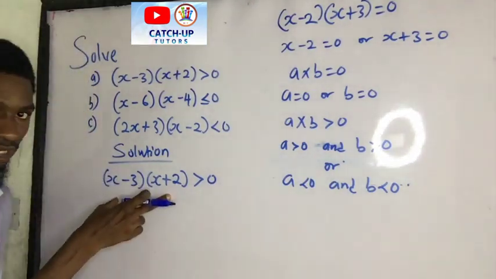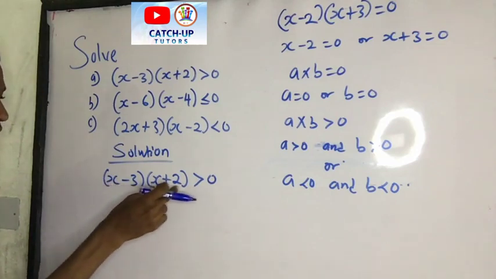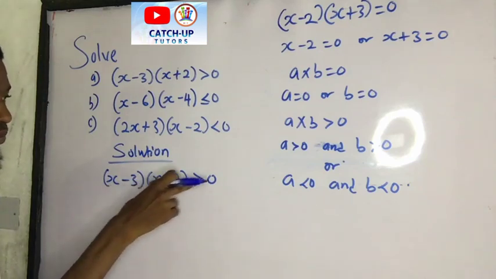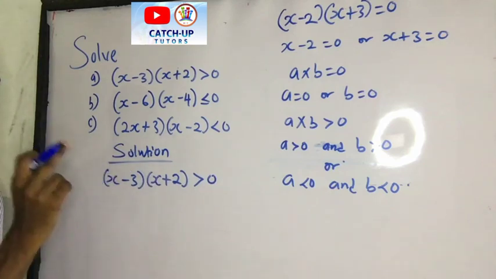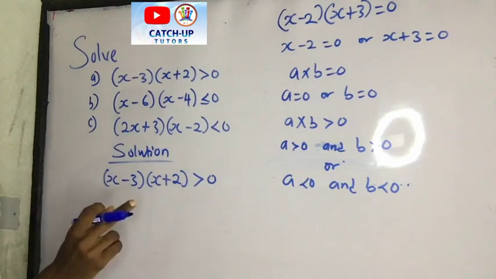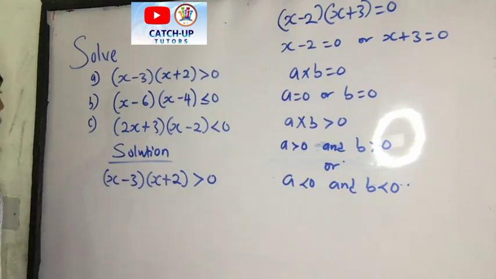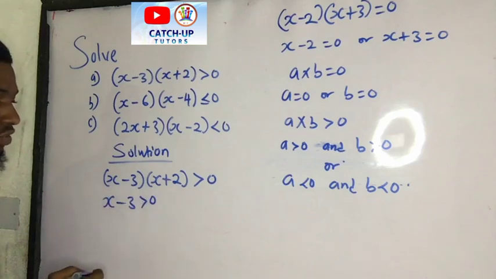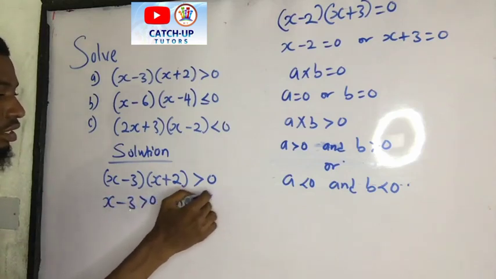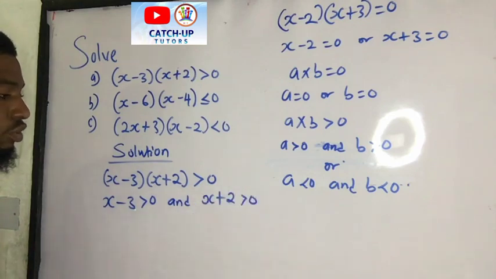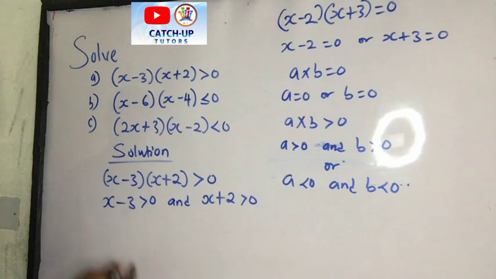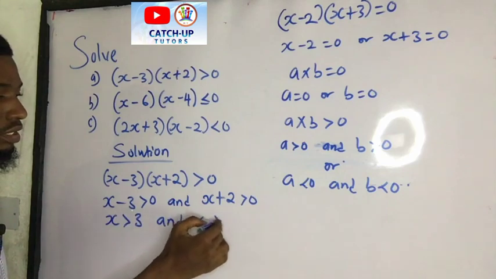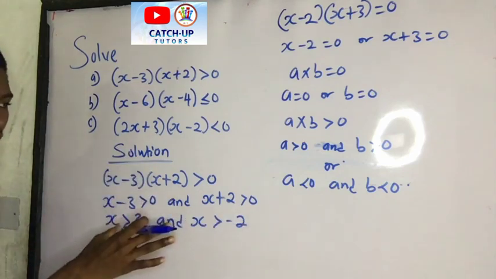Let's go back to this question we have with us. (x minus 3)(x plus 2) greater than 0. For the product of these two factors to be positive, the two factors must be positive, or the two factors must be negative. So let's consider the positive case. We have x minus 3 greater than 0, and x plus 2 greater than 0. This is when we consider both to be positive. So here we have x greater than 3 and x greater than minus 2. This is the first case.